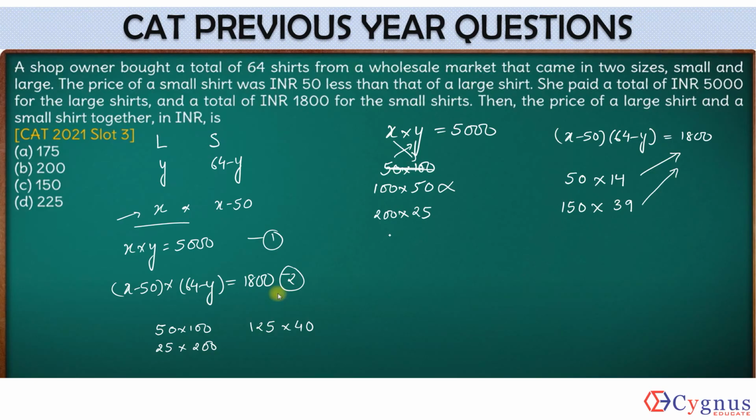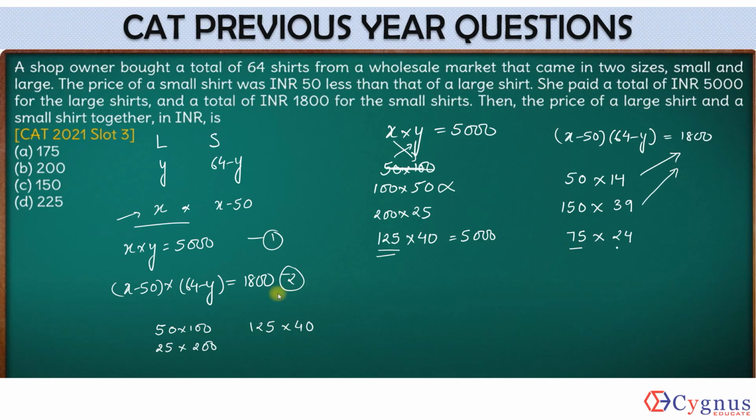Now 125 into 40. So let's assume that x is 125 and y is 40. This product is definitely going to give you 5,000. If you stick to these values, look at this. If x is 125, then x minus 50 will become how much? 75. And if y is 40, 64 minus 40 will give you 24.